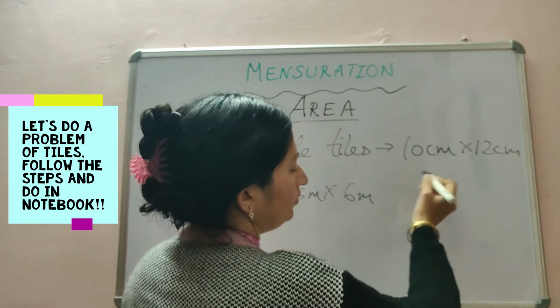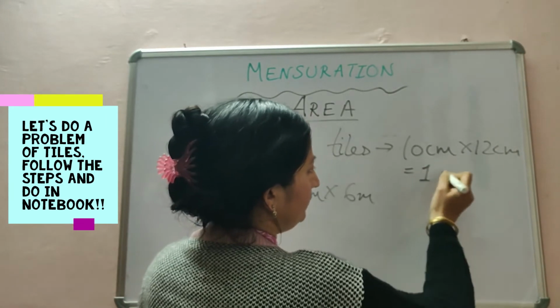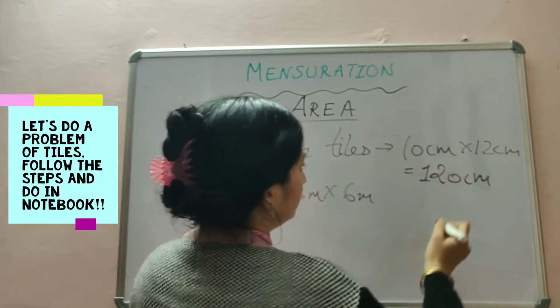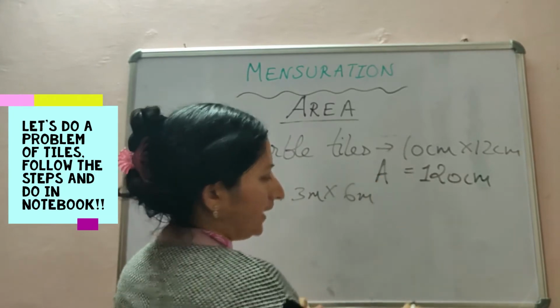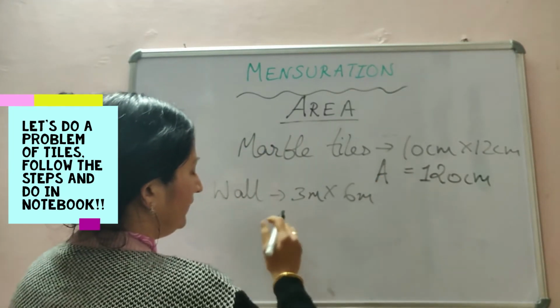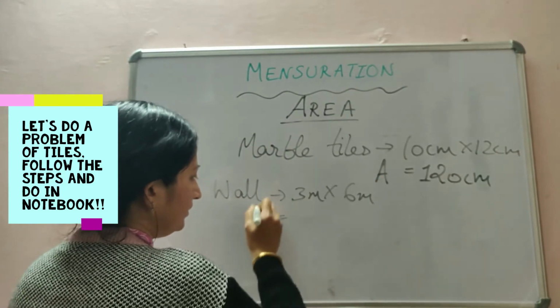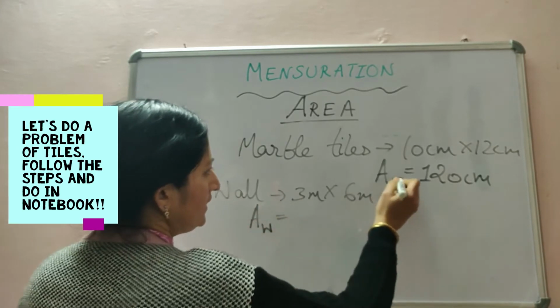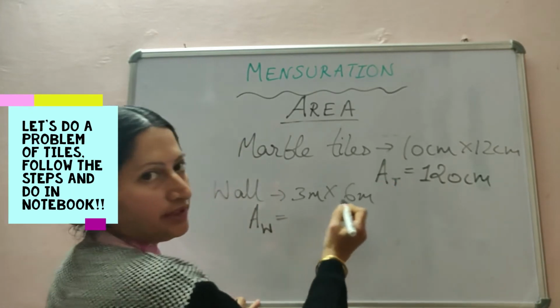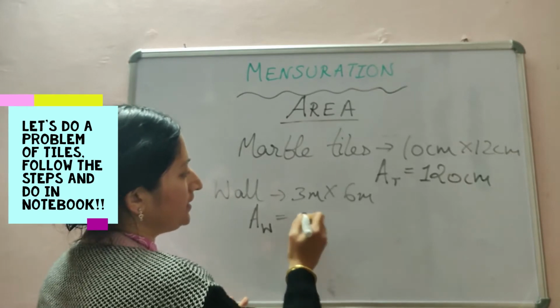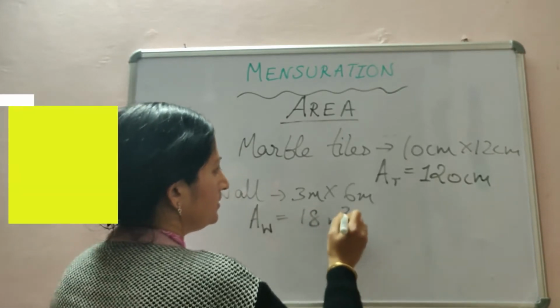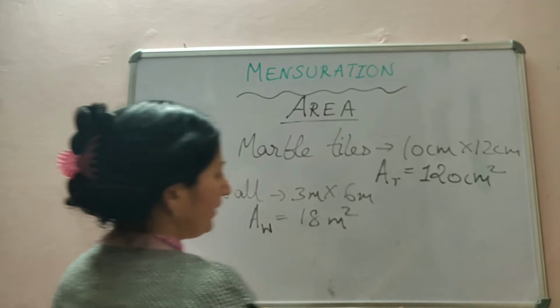So 10 into 12, that is 120 centimeter square. That is the area of a tile. And the area of the wall is 3 meter into 6 meter, that is 18 meter square, and this is centimeter square.